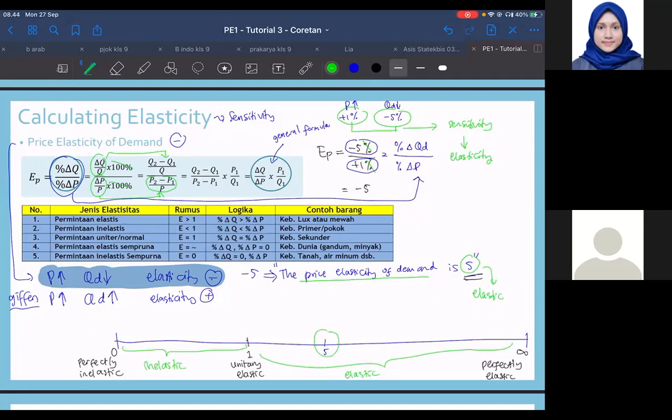And for examples of goods, for elastic, that could be a luxury good. So a good with a price elasticity of demand of 5 maybe could be a luxury good. Could be, but not always. Okay, that is for calculating price elasticity of demand.